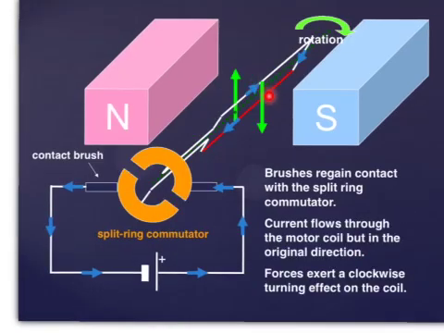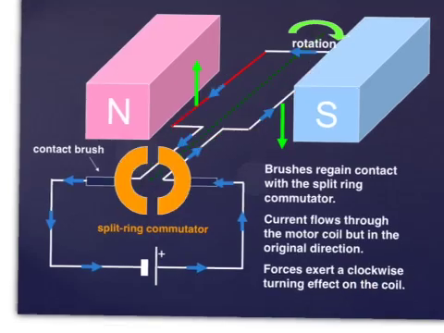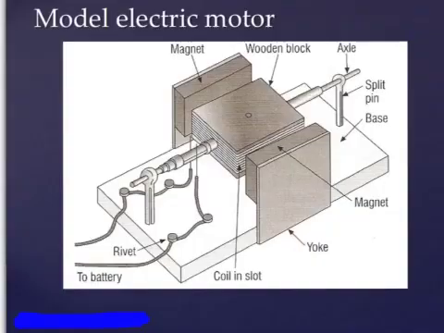The motor coil has turned through a further 45 degrees, and now the brushes regain contact with the split ring commutator. Current flows through the motor coil, but back in the original direction. Forces exert a clockwise turning effect on the coil, so the coil just keeps turning clockwise. The motor coil has turned through a complete revolution back to the starting position, and the same thing starts all over again. This is the construction of a model electric motor.